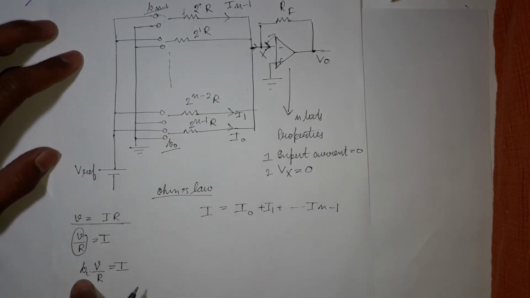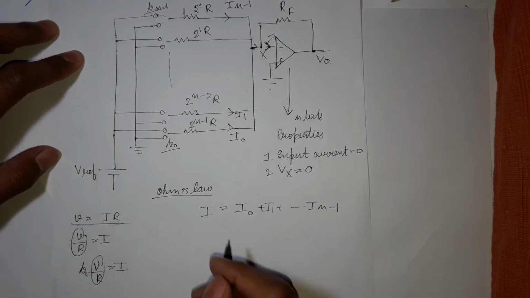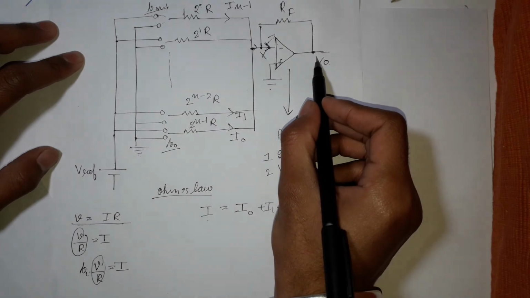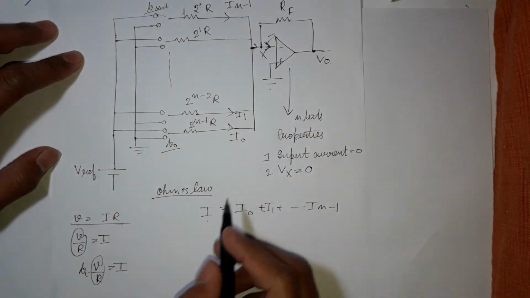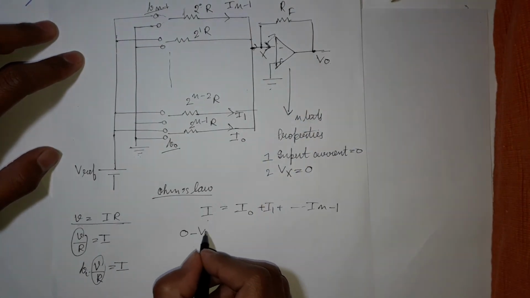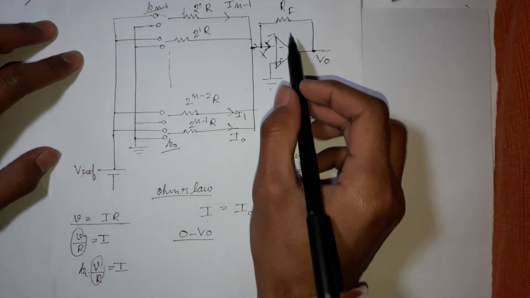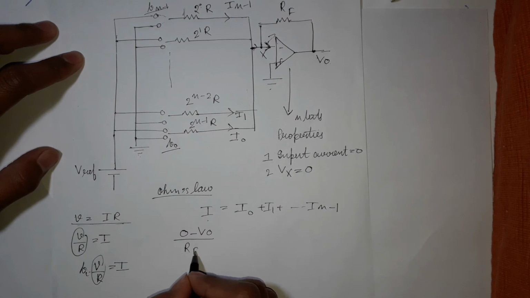Now why by bit number? Because if it is connected to 0, then this whole current will be 0, and if it is connected to 1, then it will remain as it is. I hope this is clear to you guys. Now let's put the values here. Now first we have voltage V0 here and 0 here. So 0 minus V0, and the resistance across this voltage drop is RF.